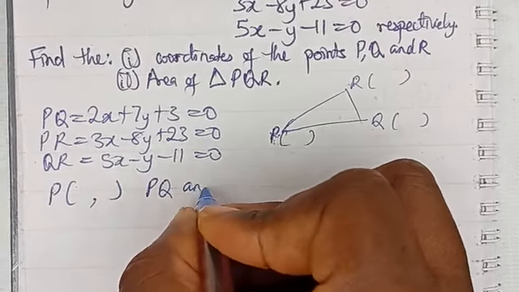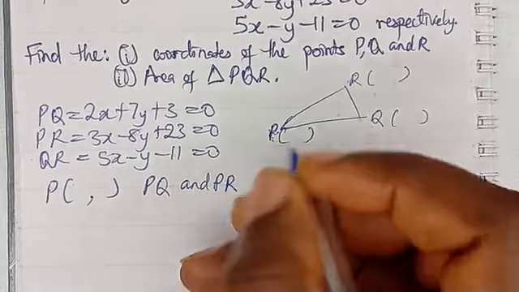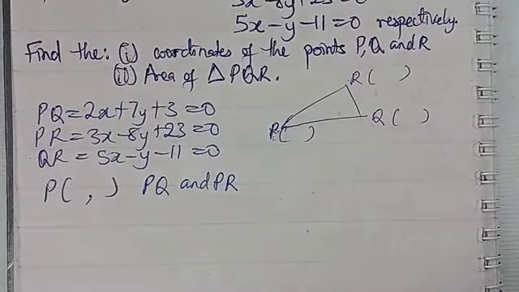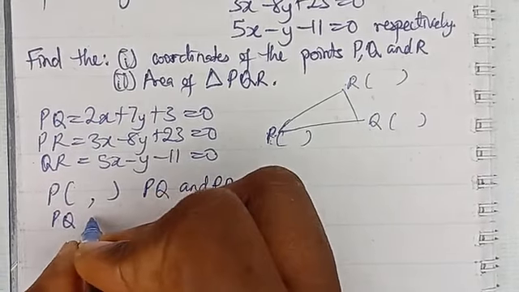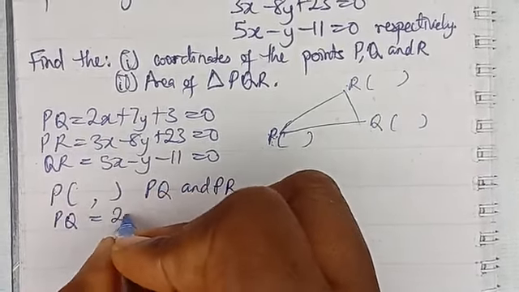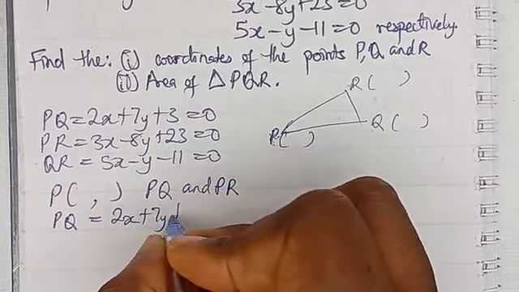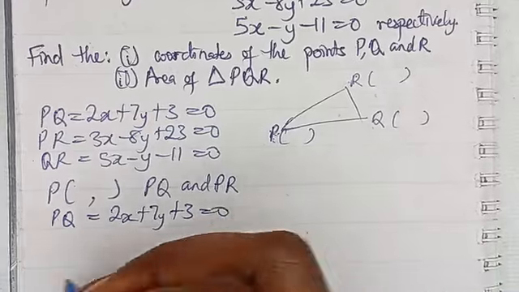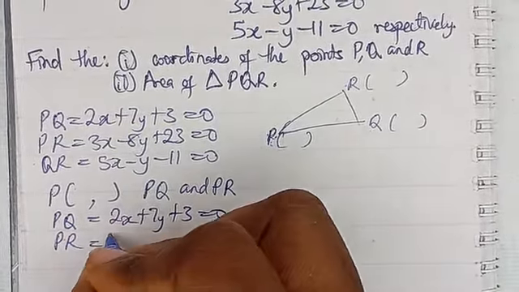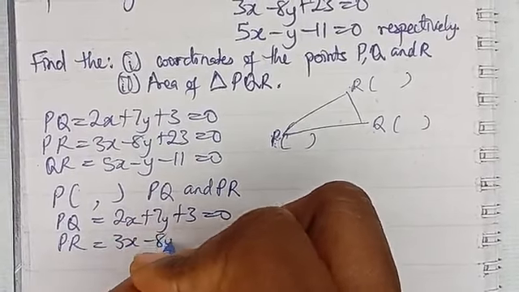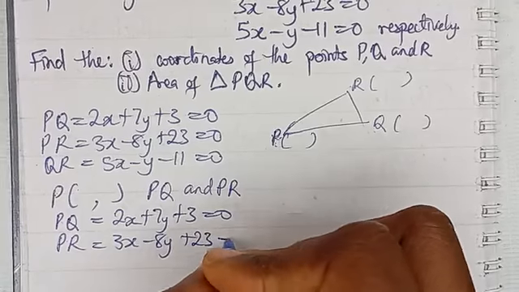So we now say, to get point P, let's open up the bracket for it so that later we can fill it in. We have to solve PQ and PR simultaneously. Now let us write out the equations. We have that PQ is 2x plus 7y plus 3 equal to 0. And then PR is 3x minus 8y plus 23 equal to 0.